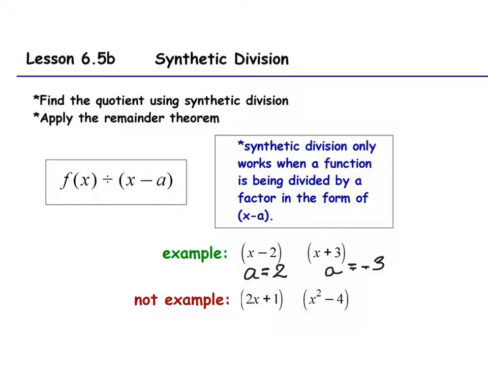Some non-examples. 2x plus 1. That coefficient in front of the x, if it's not a 1, then you cannot use synthetic division. This other example where you have an exponent other than 1 on the x, you cannot use synthetic division. You'd be back to long division.